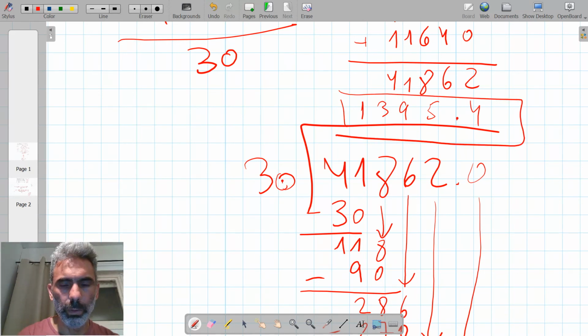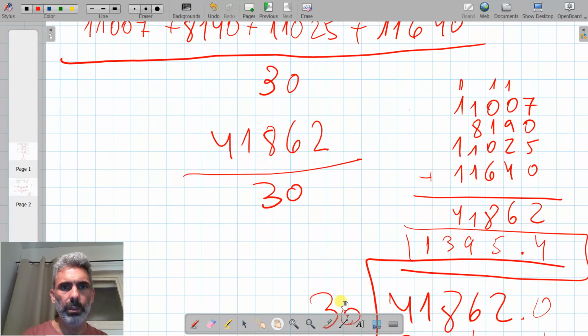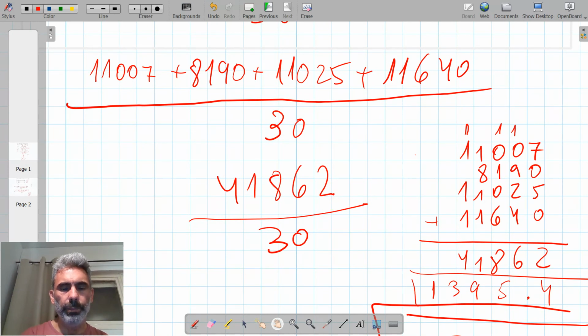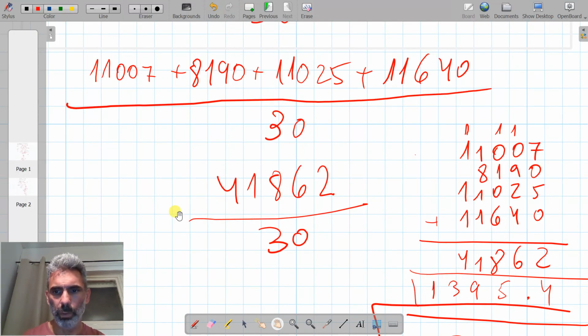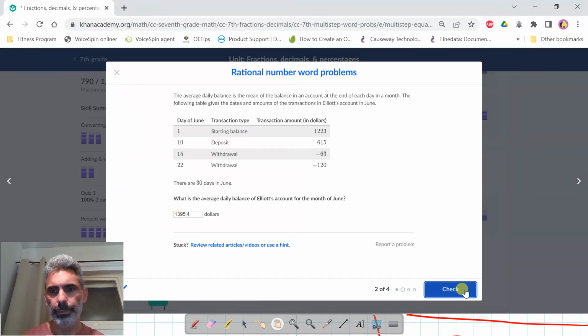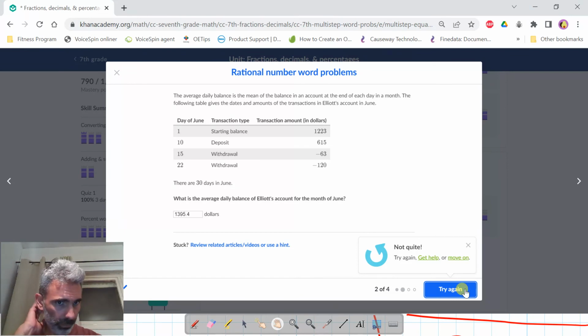I should hope so. 1,395, because the entire sum is for 30 days, divided by 30 days, which is 1,395.4. No. Well, so I didn't get it. But I don't understand this question.